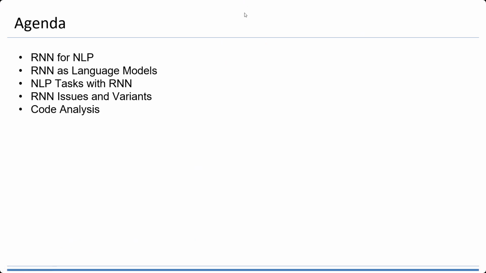This is the agenda for our class this week. We are going to learn about the RNN. What is RNN for the NLP? And the RNN as language models. We are going to look at the NLP tasks with RNN, and the RNN issues and variants. At the end, we are going to do the code analysis.